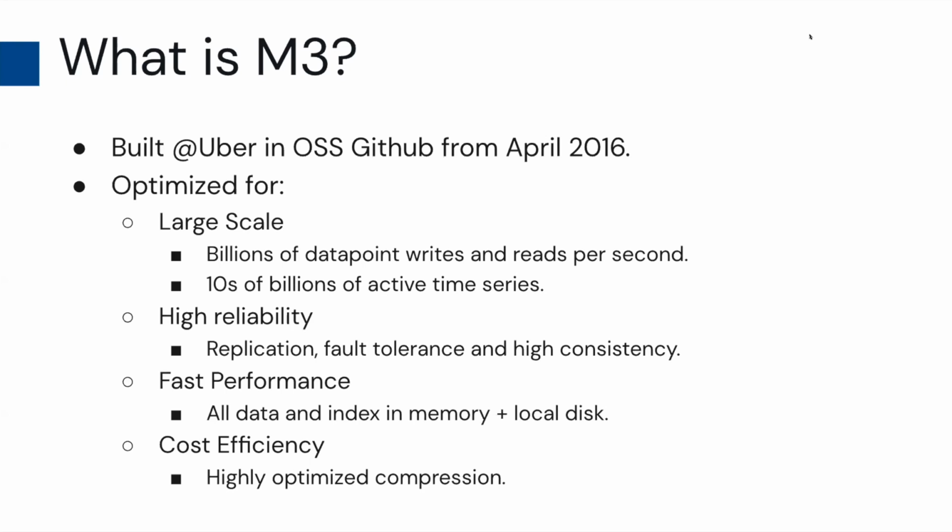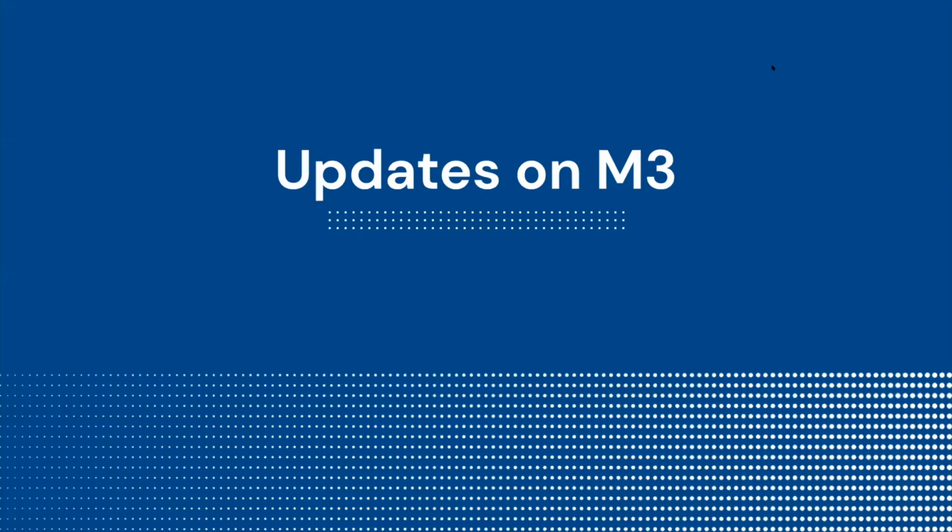And even though it was optimized for all of these properties like large scale and high reliability, the beauty of M3 is that you can start with a really simple 3-node cluster and a really small use case and scale that up horizontally all the way up to the largest use cases in the world, as you'll hear in some of the talks today. So at a high level, those were the main design principles behind M3 in the first place. And I will now hand it off to Matt and Rob to go through some of the updates we've had since the last community meeting.